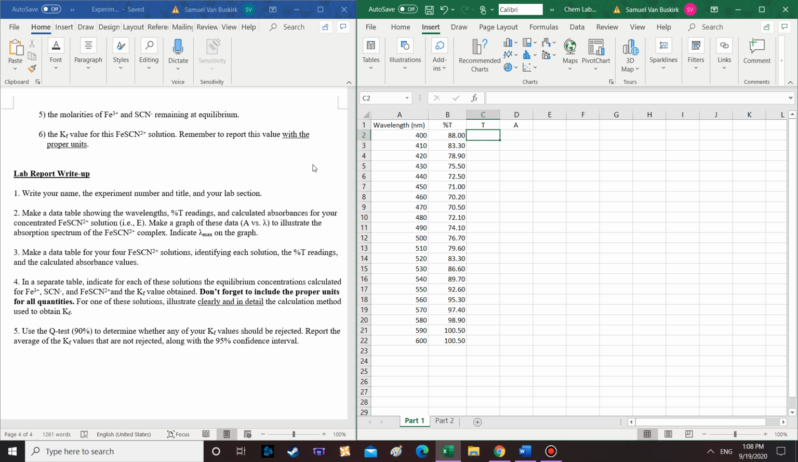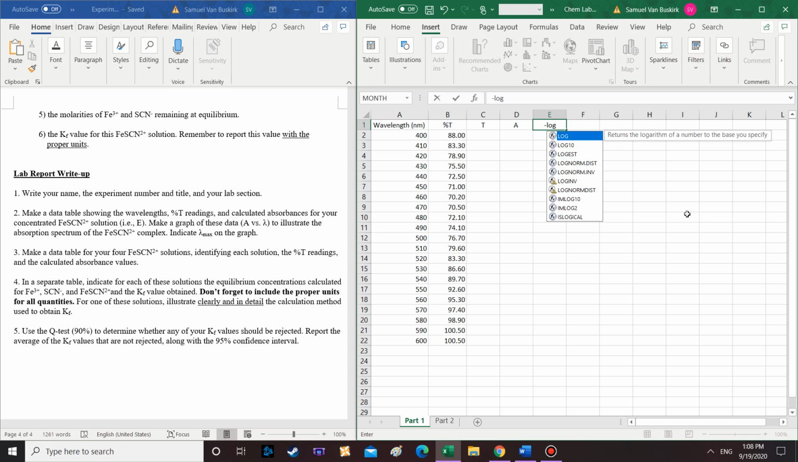So for the first part, we're going to be converting these %T values to A. As you probably noticed, I have a separate column here for T. I do this because I believe in the numbers you sent me, you used %T and not T to calculate absorbance. If you recall, the formula to calculate absorbance is negative log of T, not %T. So if you don't convert your %T to T, then your absorbance value is going to be wrong.